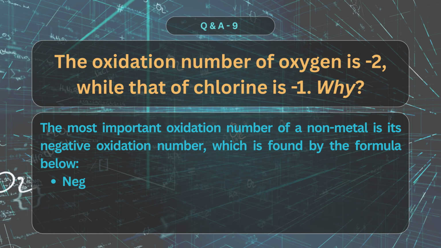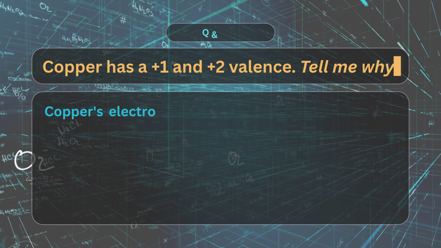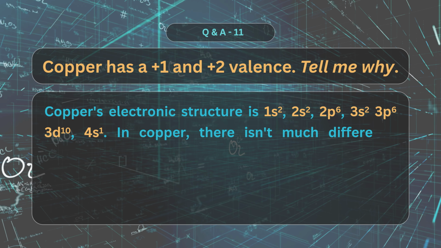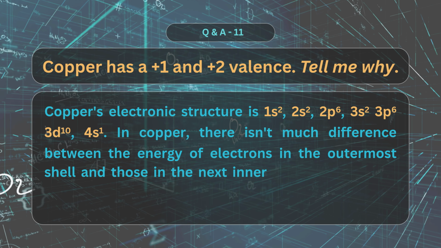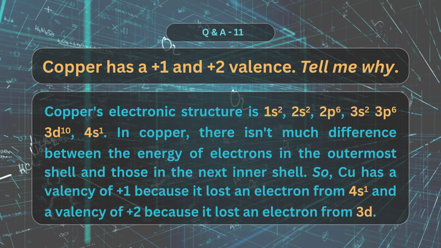Moving to metallurgy. Carbon reduction for zinc extraction is standard textbook material for GCSE and A levels. But what about copper? It shows both +1 and +2 valency. This transition metal flexibility is a favorite in IB Chemistry and IIT JEE.